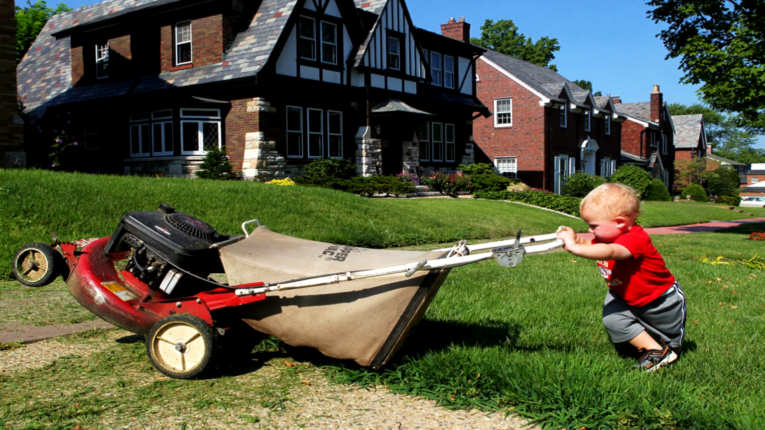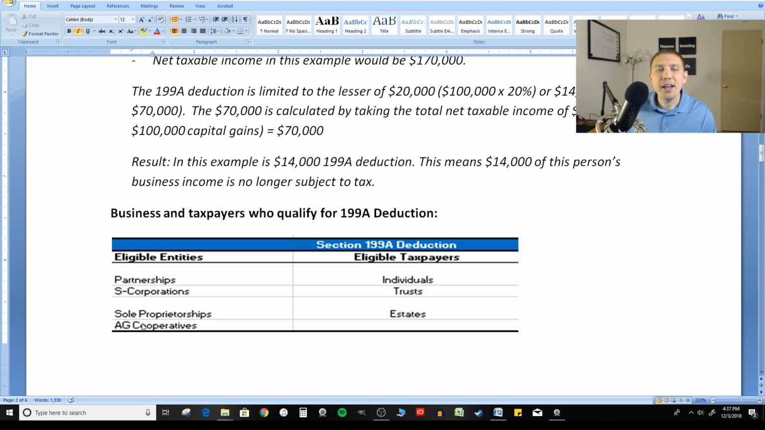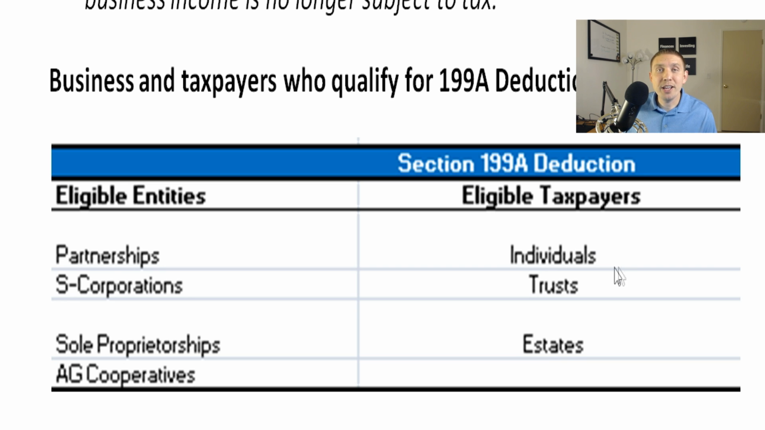If you're a sole proprietor, like let's say you have a lawn mowing business and you just work for yourself, well then your business would also fall under this category, so you would be eligible to take it. Or if you're an ag cooperative, you can take it. Other eligible taxpayers include individuals, trusts, and estates.